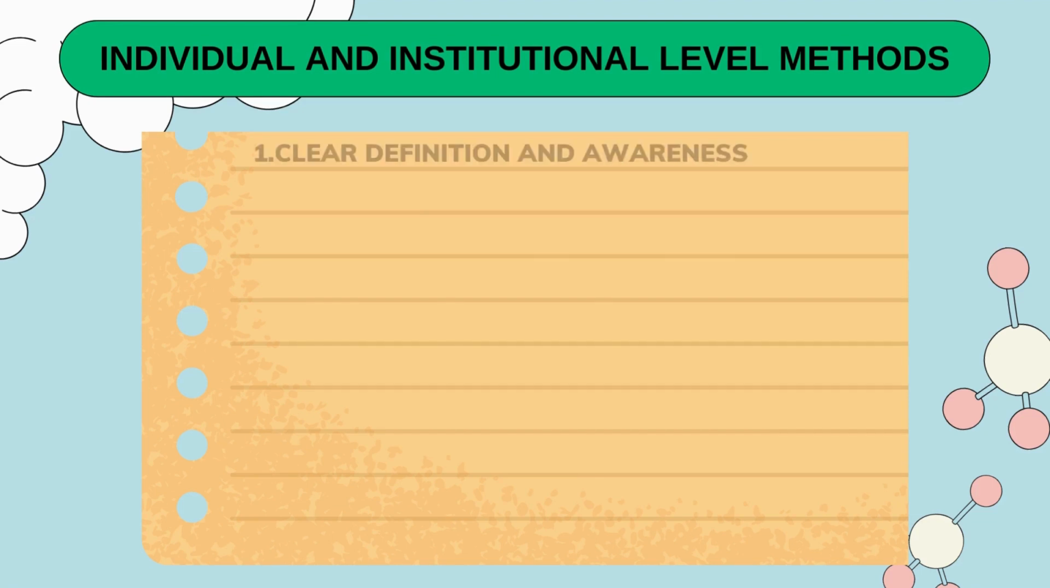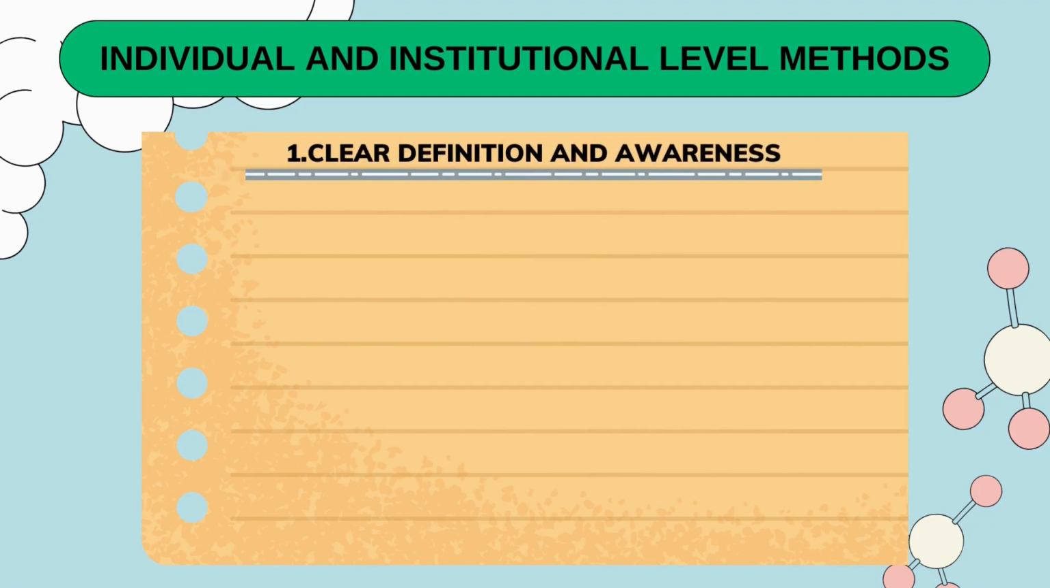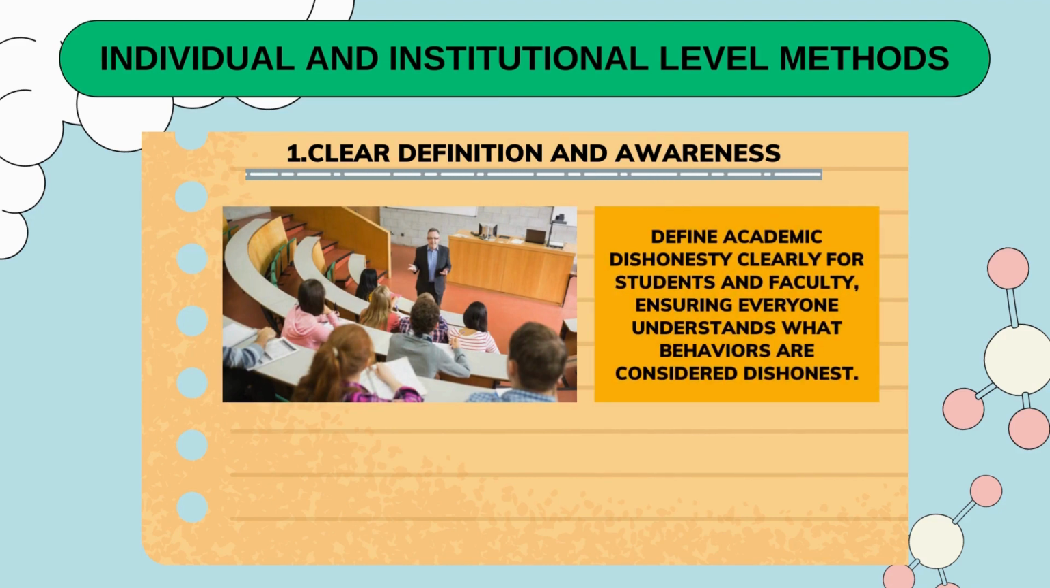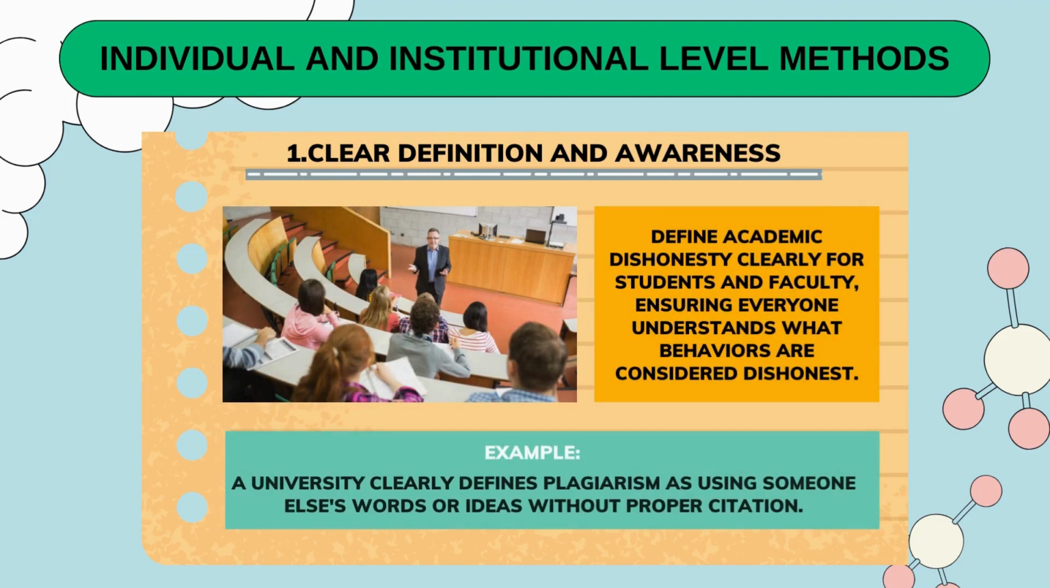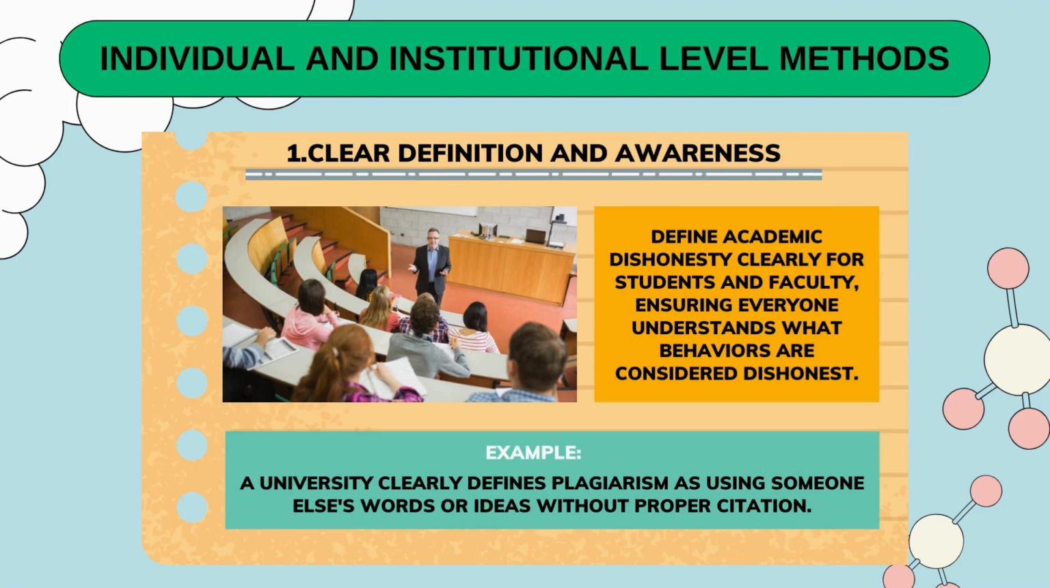Now I'm going to explain the first method, which is individual and institutional level methods. The first way is clear definition and awareness, which is to define academic dishonesty clearly for students and faculty, ensuring everyone understands what behaviors are considered dishonest.